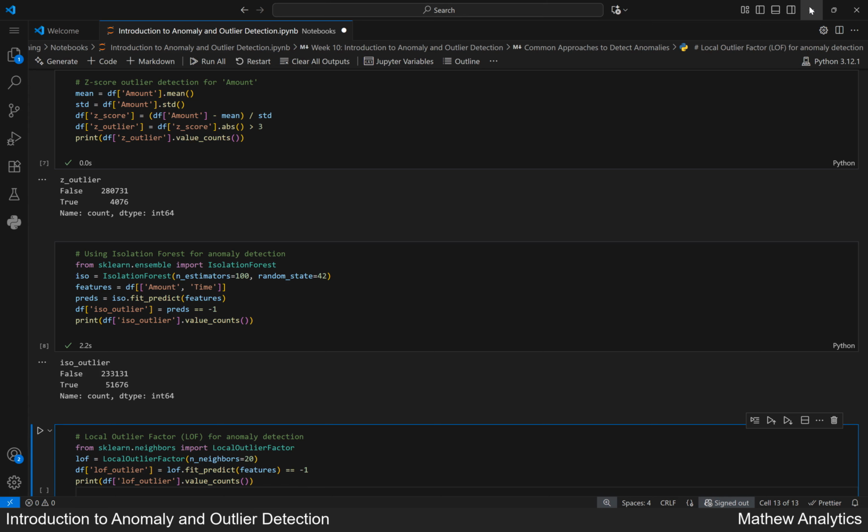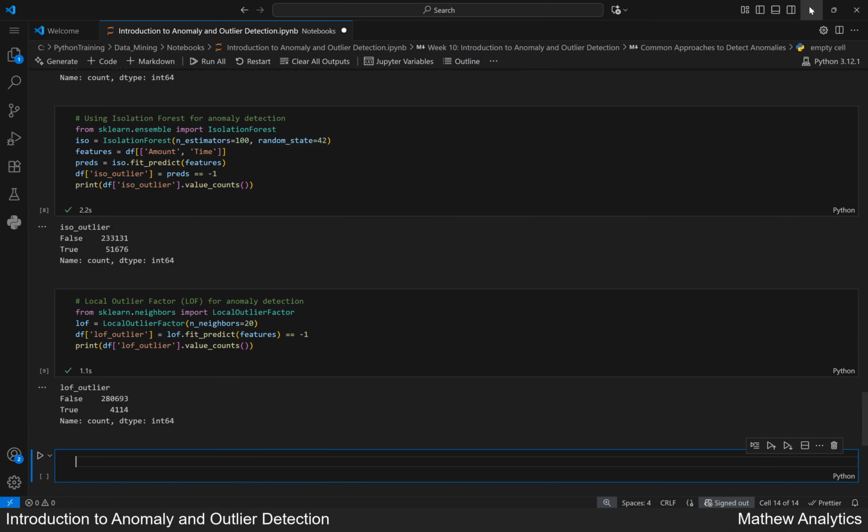Running the cell now. This output shows the count of normal points versus anomalies detected by the local outlier factor method, with about 4,114 outliers identified among 284,807 samples. Notice the class imbalance, which is typical in anomaly detection, reinforcing that LOF flags a small fraction of points as anomalous based on their local density. This aligns with our lesson's aim to explore methods that identify unusual data patterns effectively. Try changing the number of neighbors from 20 to 10 for a challenge.